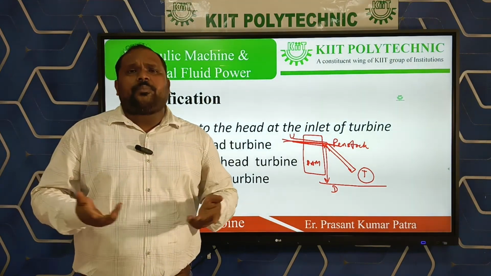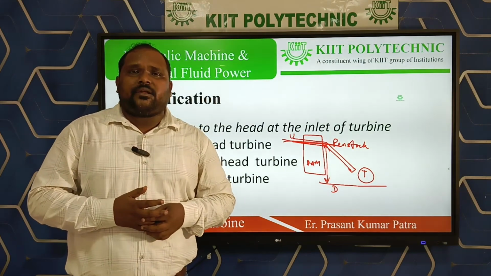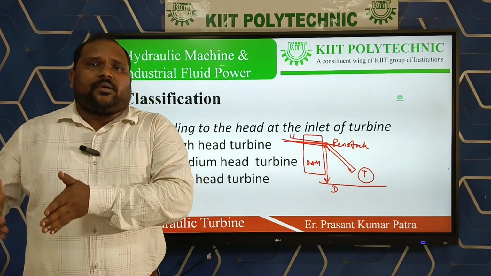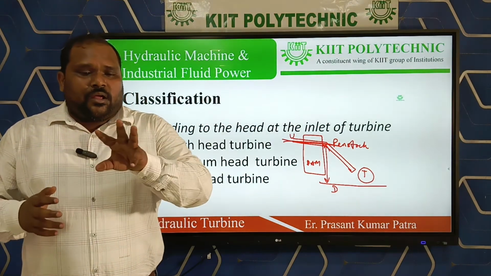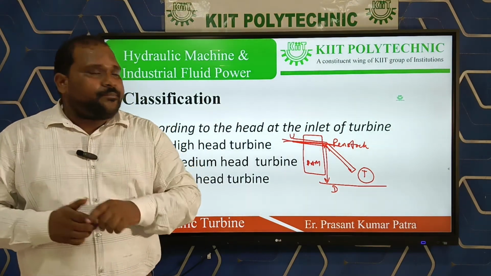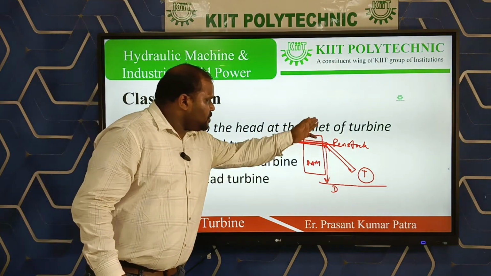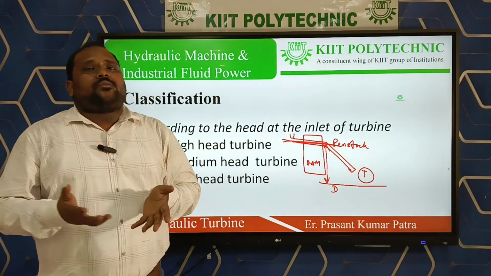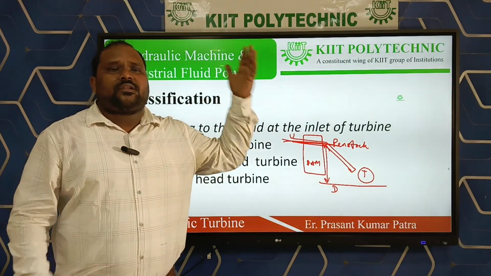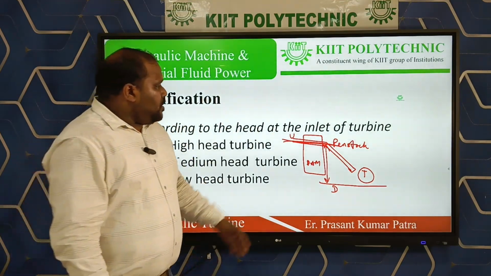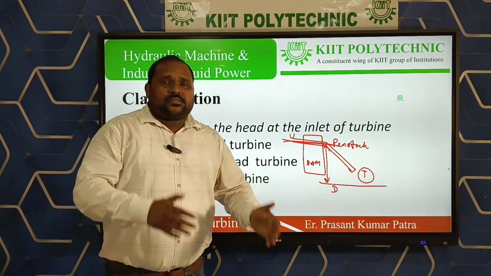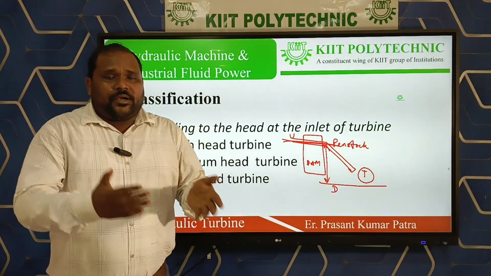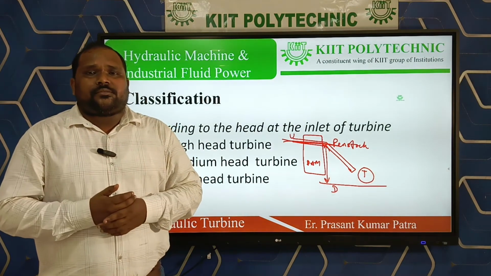Mostly the Pelton turbine is a high head turbine, Francis turbine is the medium head turbine, and Kaplan turbine is the low head turbine. But according to that, this difference of height from the upper level to the datum level varies. In case of Pelton turbine, it is very high, more than 300 meter, and in case of Francis, it is in the medium range. In case of the Kaplan turbine, it is very less than 30 meters.